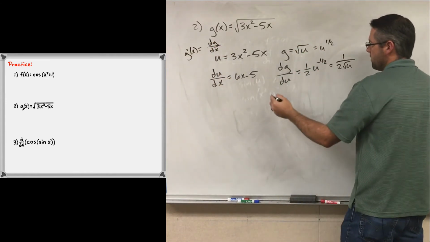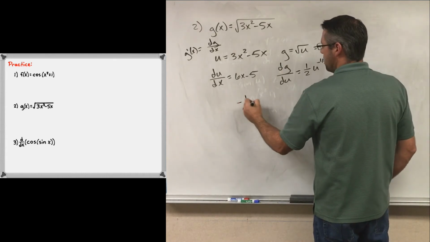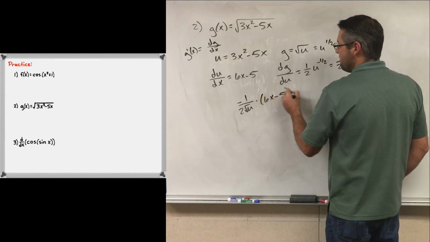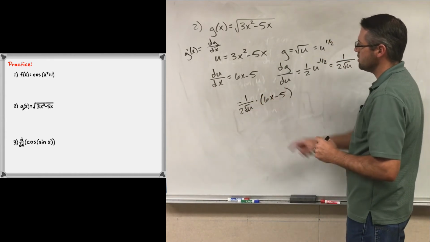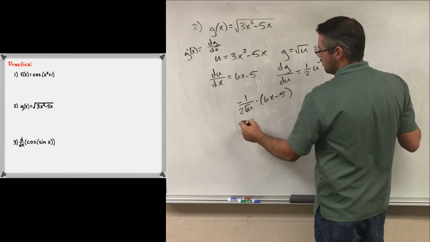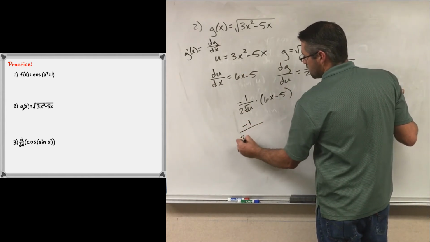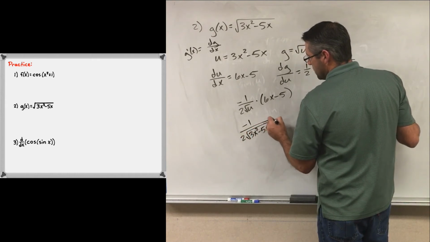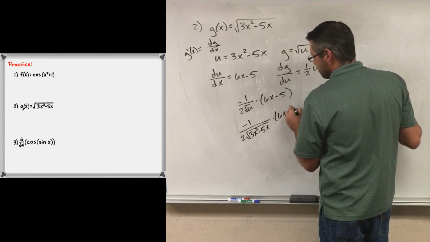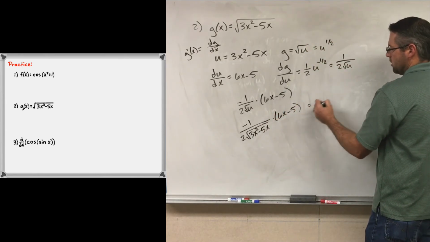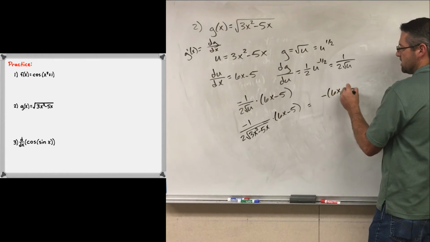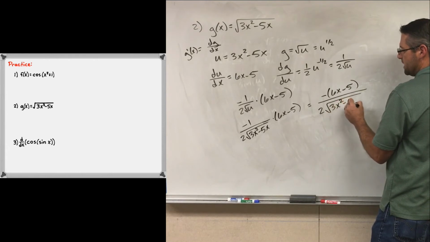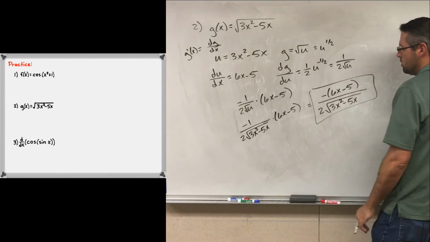Okay? So we'll multiply those together. We end up with negative 1 over 2 rad u times 6x minus 5. And then we want to replace the u value with what it's equivalent to in terms of x. So that'll be negative 1 over 2 radical 3x squared minus 5x, and then times 6x minus 5. And then we could simplify that just a little bit by saying negative 6x minus 5 over 2 radical 3x squared minus 5x. And so there is my derivative.